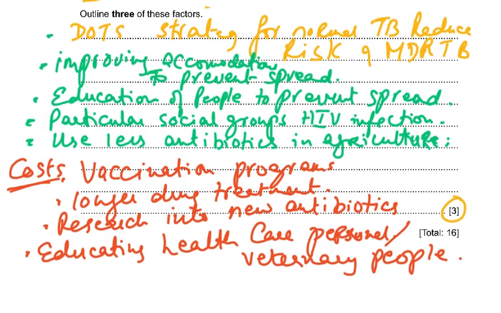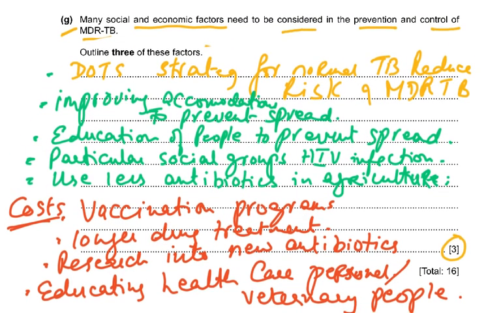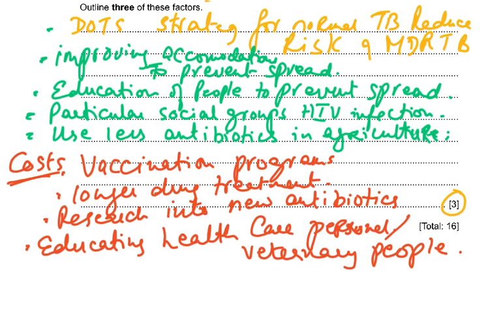They're asking you economic, social factors in the prevention and control. So 3 of these factors: number 1, you could have said DOTS. The DOT strategy for normal TB will reduce the risk of MDR-TB. DOTS was what? Directly observed treatment short course, in which you ensured that the patients took their medicine. Basically, why is antibiotic resistance increasing? Because MDR-TB is increasing because people take the medicine, get better, and then leave it. They don't take it for the prescribed time, like 6 months to a year. So this was the problem. If we prevent this problem in the beginning only, then we can prevent MDR-TB. So number 1, DOT strategy.